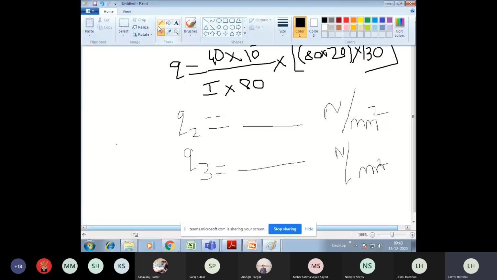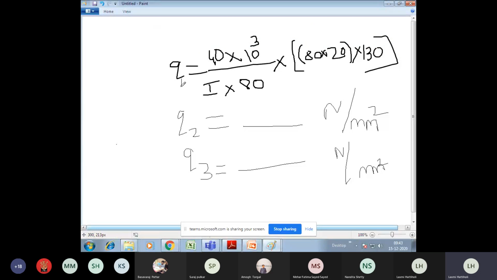So this I'll take as Q4. Now I'm calculating at the neutral axis. This is Q4, neutral axis. Now 40 into 10 raised to 3 is the same. I is also the same. Only thing is this 20 has to be changed now. Instead of 80, it will become 20, because the neutral axis is 20 mm.